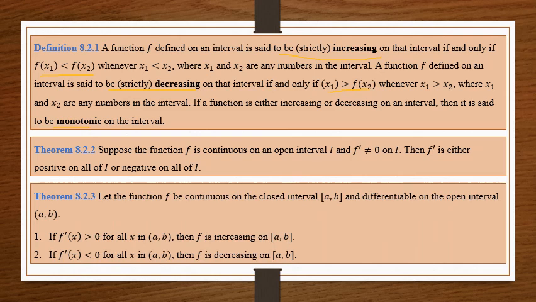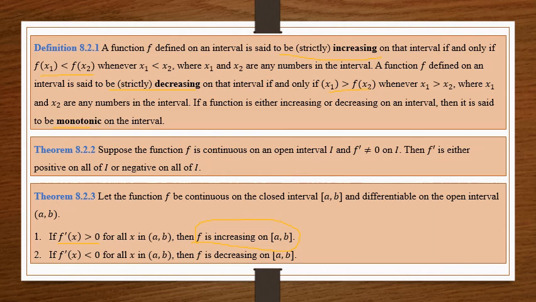Let the function f be continuous rather on the closed interval and differentiable on the open interval AB. Then, if f prime of x, take note, the first derivative is greater than 0 daw siya, which means positive, for all x in AB, then f is increasing on the closed interval AB. So, pag nakita ninyo na yung first derivative ninyo, class, is positive or greater than 0, which means yung function na yun is increasing siya sa closed interval na AB.